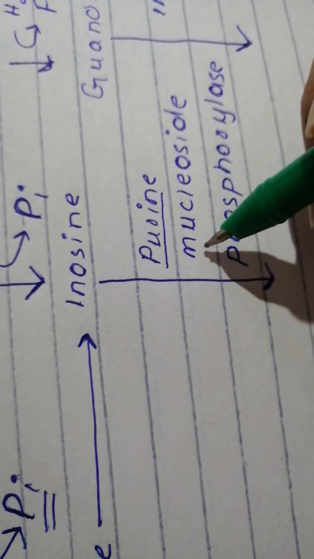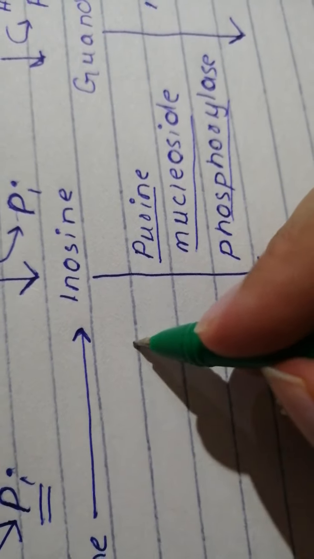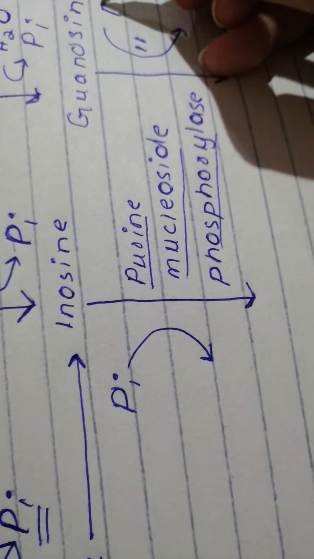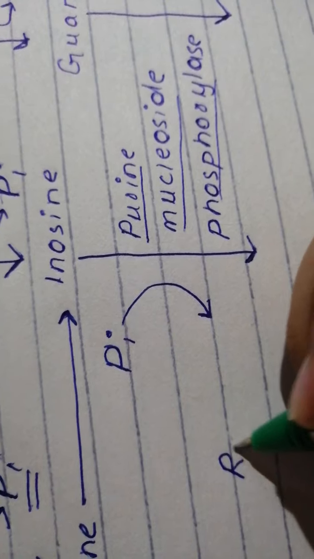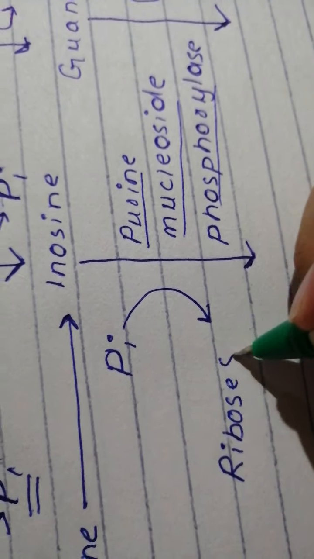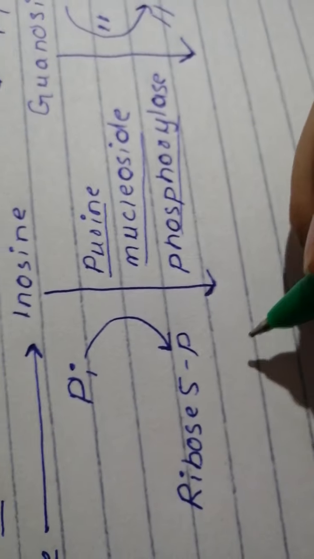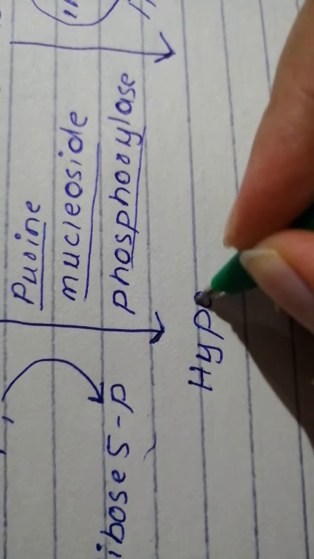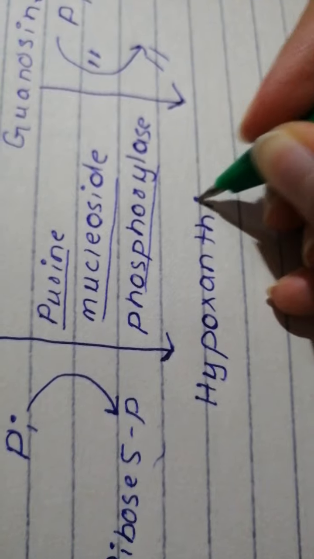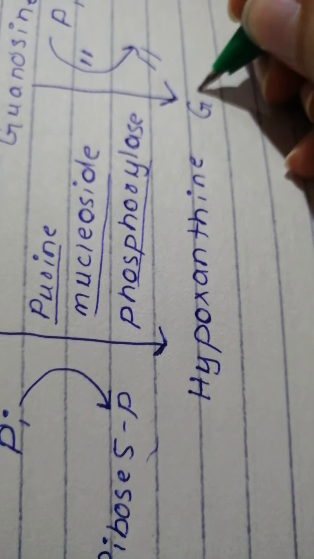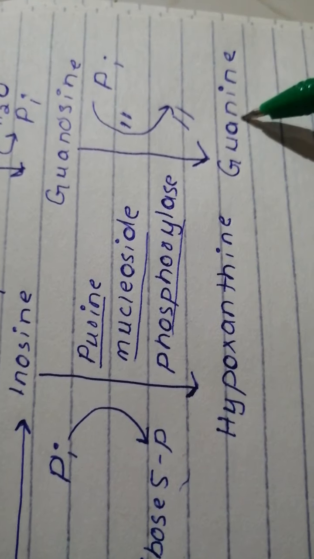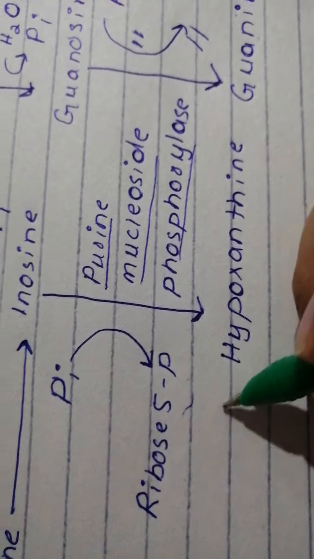Because of the purine nucleoside phosphorylase, first of all, there is an addition of inorganic phosphate. In both cases, inorganic phosphate is being added to end up removing the sugar portion. With the sugar portion removed, we're just left with the base. This is the same for both cases. So the base in inosine is hypoxanthine, and the base in the case of guanosine is guanine. Interestingly, you must not confuse this base and this base, and we have a convergence over here.